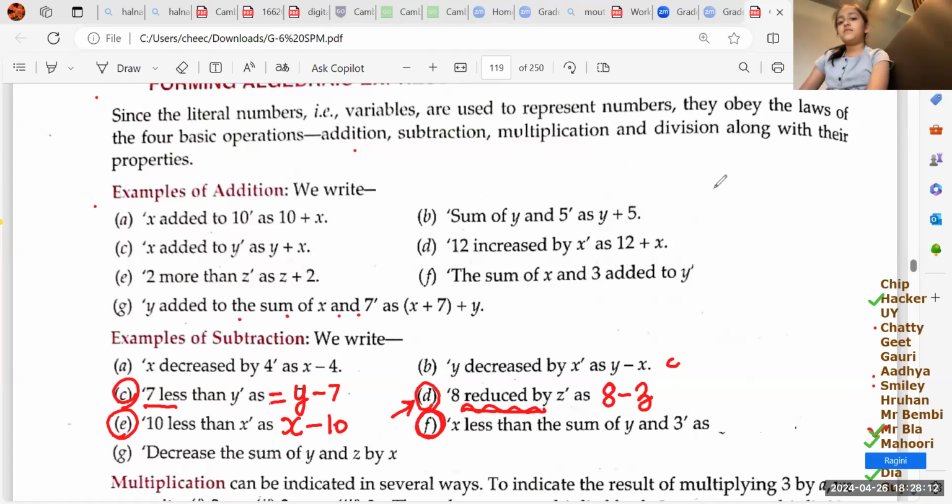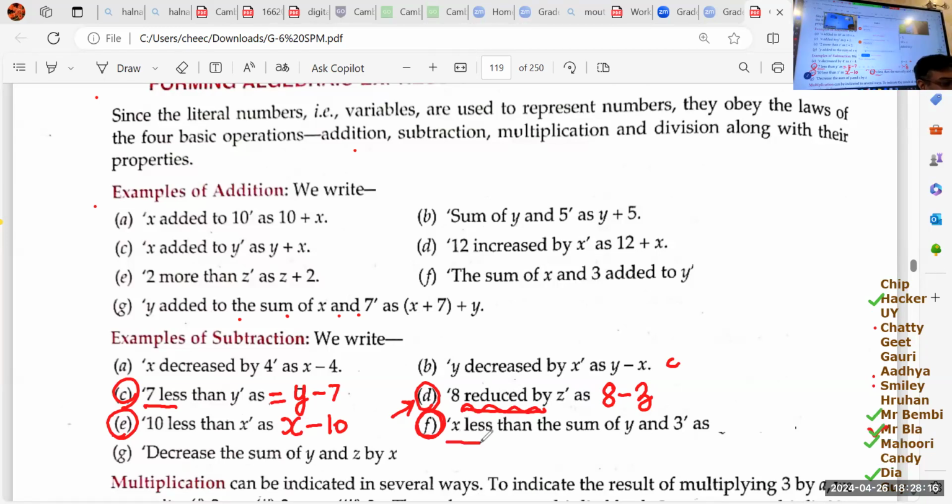Remember this. Sir, we have to do the F part. Okay. X less than the sum of y and 3. क्या कर रहे हो आप? पढ़ो अच्छे से. Chatty matty. Resend the answer to ma'am.